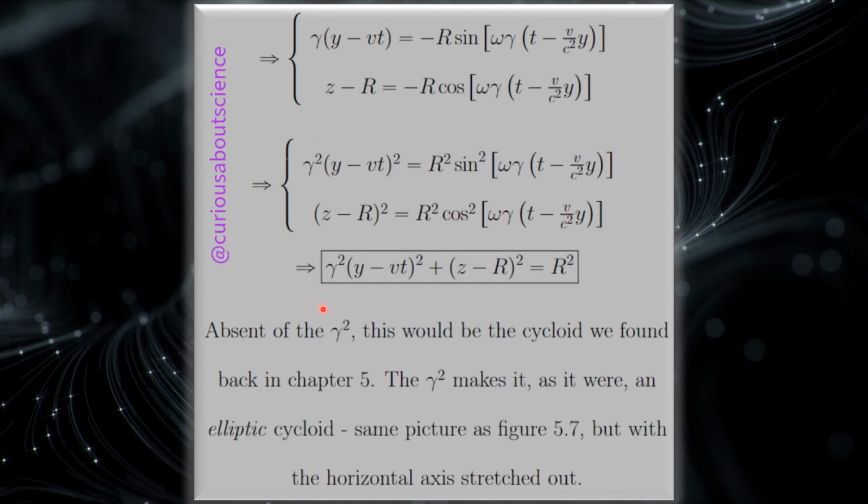Now adding them together shows us that we have gamma squared times y minus vt squared, plus z minus r squared. Well, absent of the gamma term that we get from transforming it, this would look like a cycloid that we found back in chapter 5. The gamma squared term makes it an elliptic cycloid, as pictured in figure 5.7, but with the horizontal axis stretched out. So this is a remarkable fact that we saw earlier.